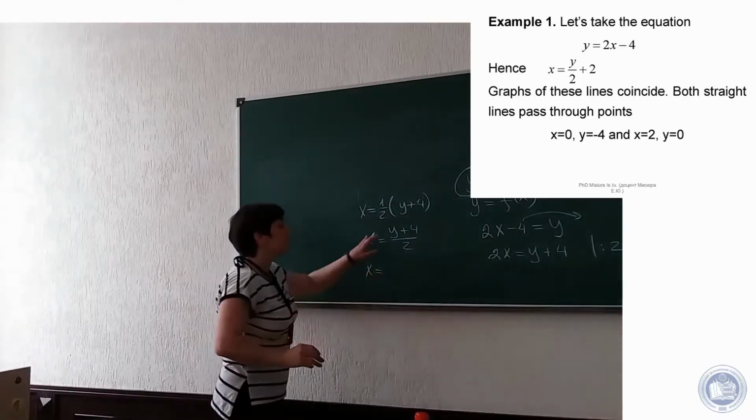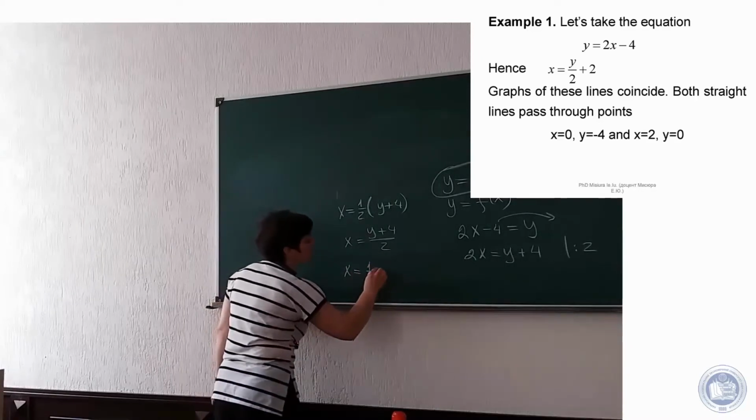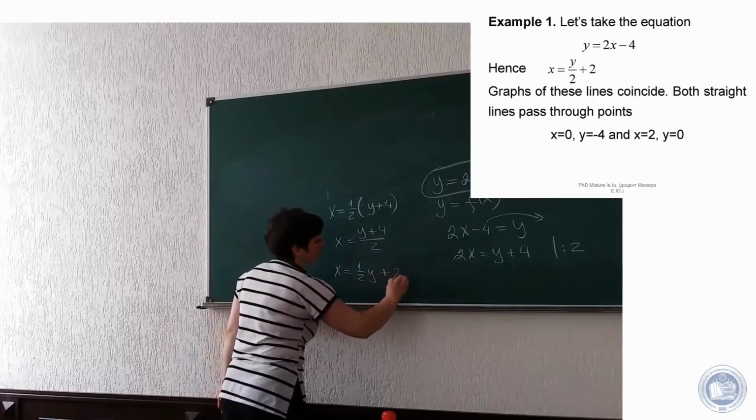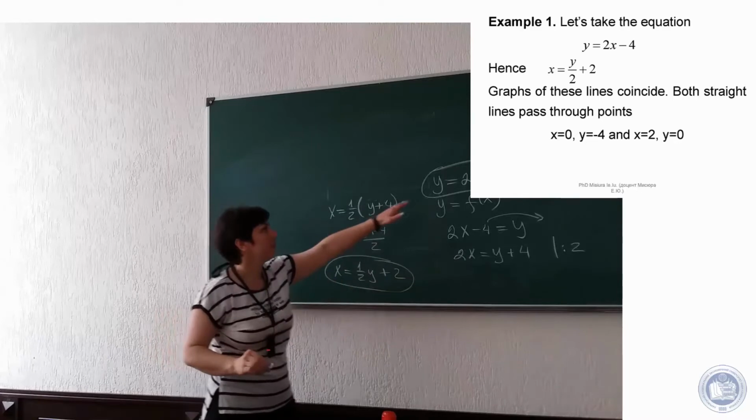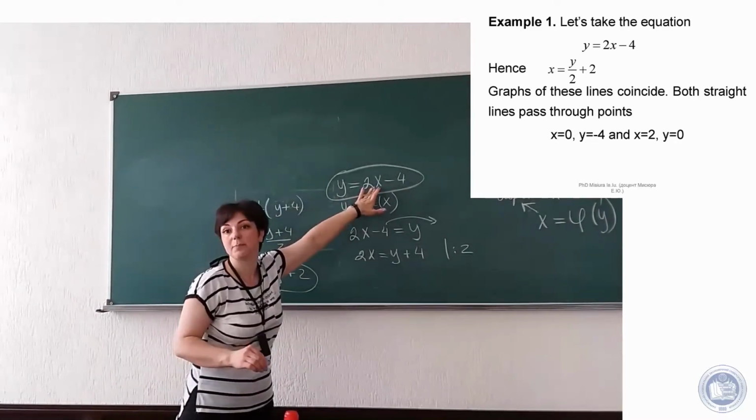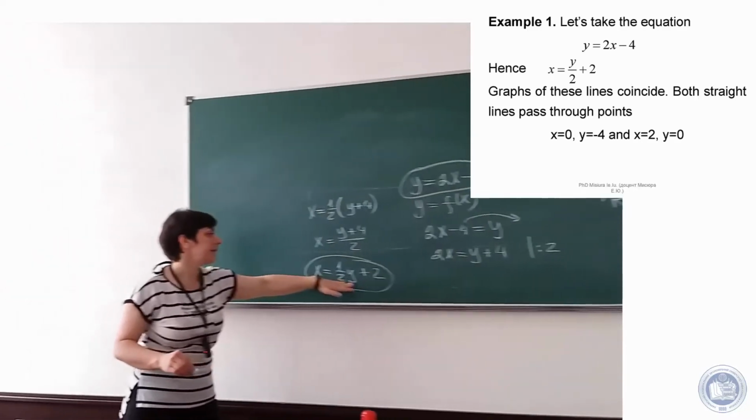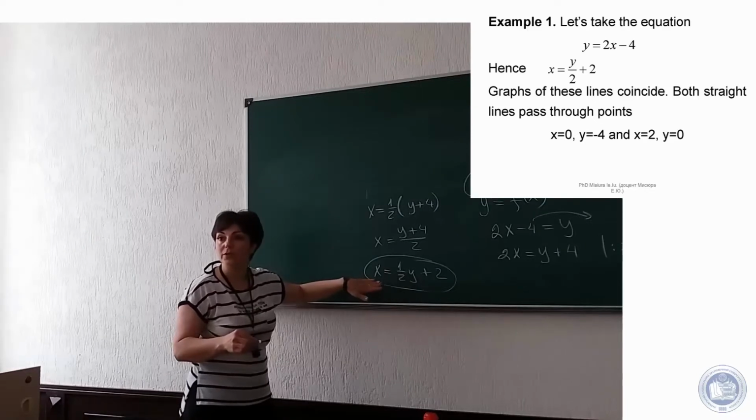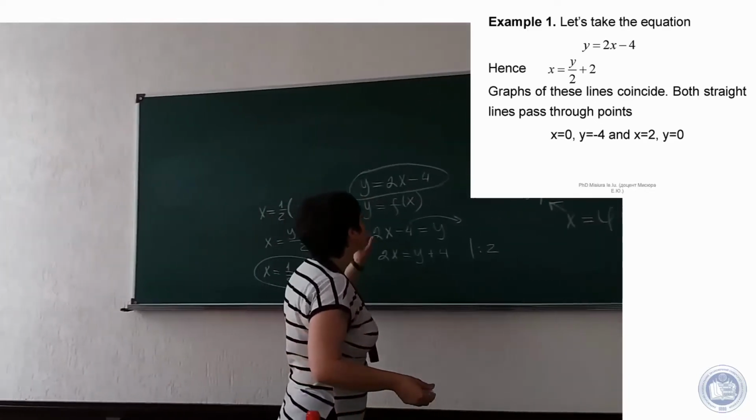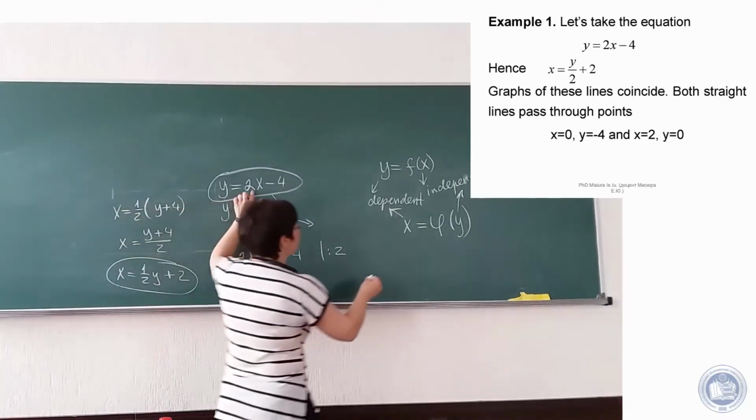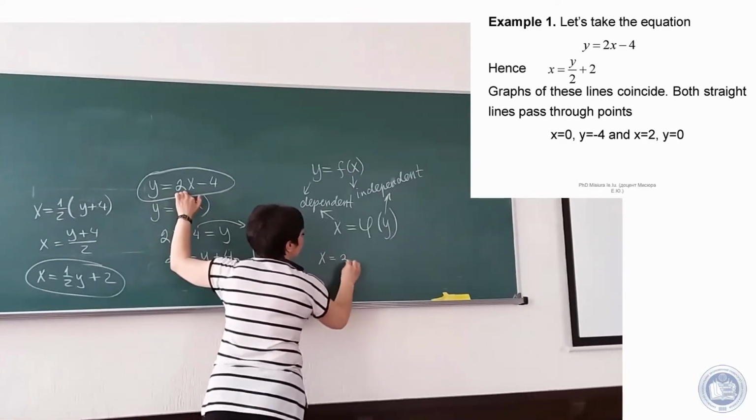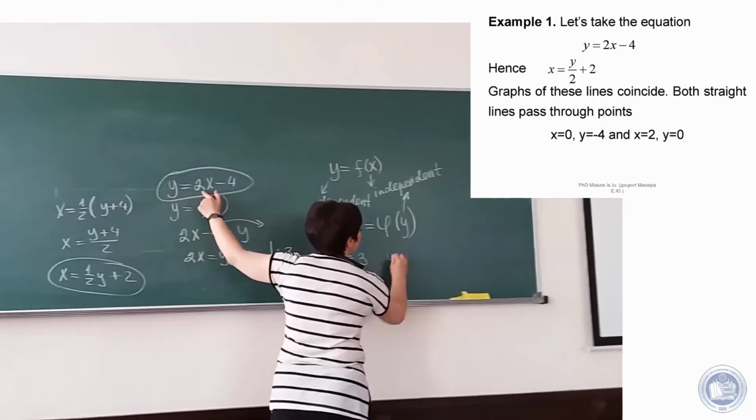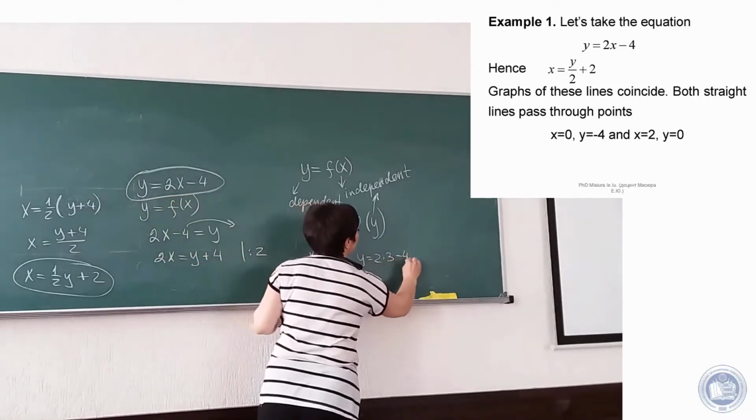For example, if you take y and divide it by 2, you can get 1/2 y. And 4 divided by 2 gives 2. If you take this case, you can get x is independent, y is dependent. If you have this case, you can get independent and dependent variables. Agree? For example, students, let's check, is it correct or not? Or for example, let's take x equals 3. If you take x equals 3, you can substitute and get y equals 2 times 3 minus 4. Is it correct or not?